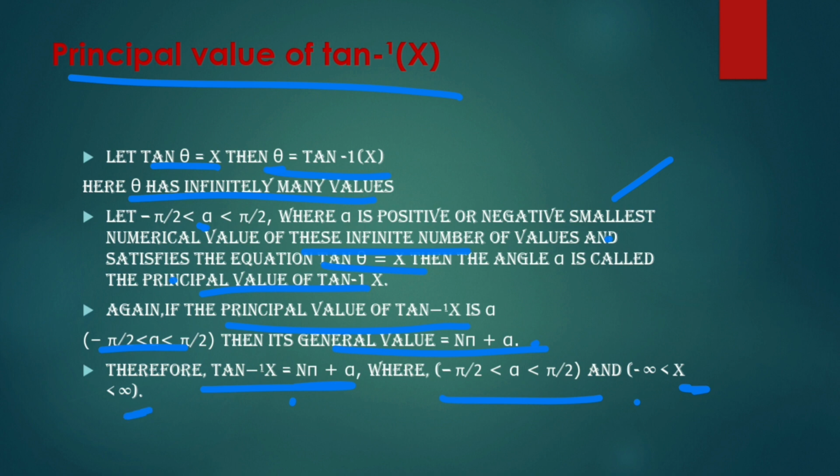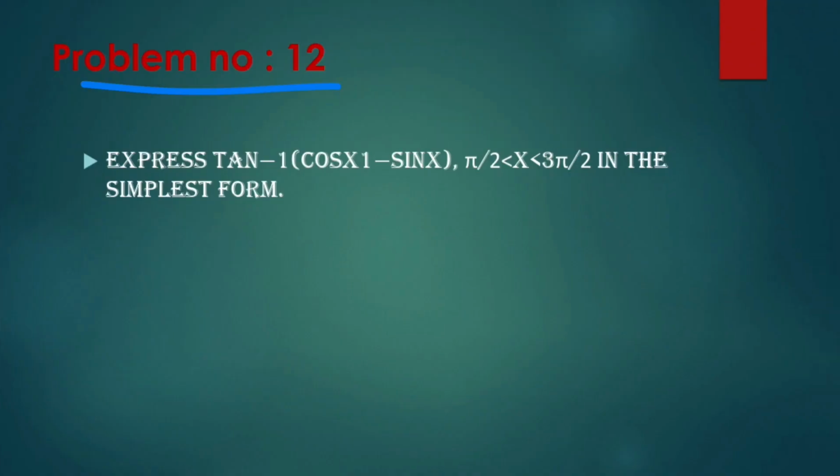Okay, now let us solve one problem. It is problem number 12. Express tan inverse of cos x by 1 minus sin x, where x lies between pi by 2 and 3 pi by 2, in the simplest form. We have to solve this in the simplest form.